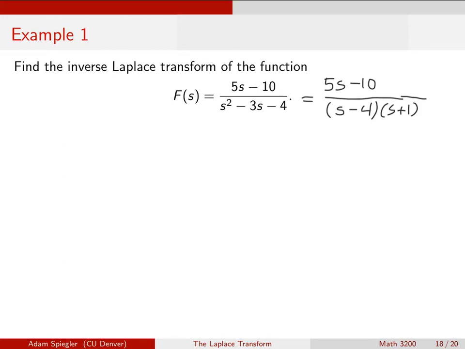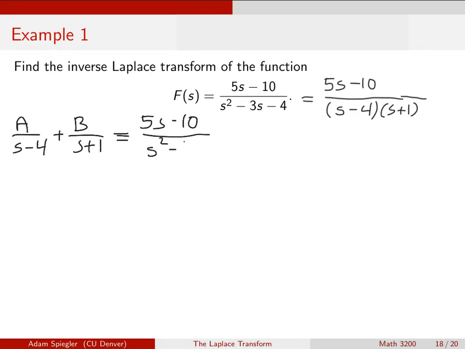But because the bottom does factor, maybe I can rewrite this fraction as a sum of two fractions. So maybe I can do some partial fraction decomposition on this, so that I can find values for A and B such that when I add these two together, I wind up getting back the fraction that we started with.